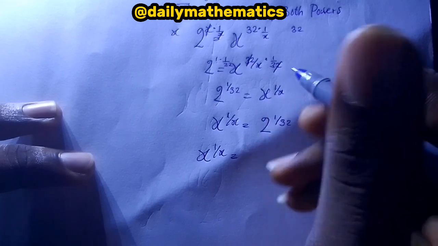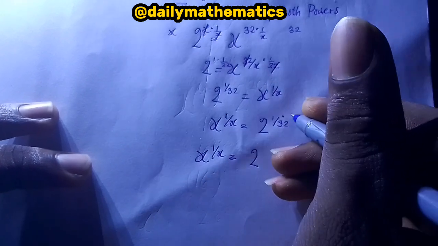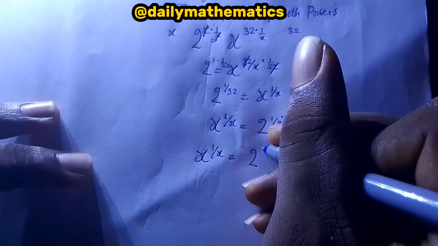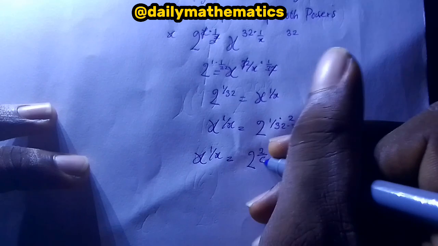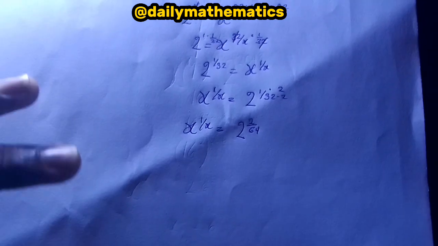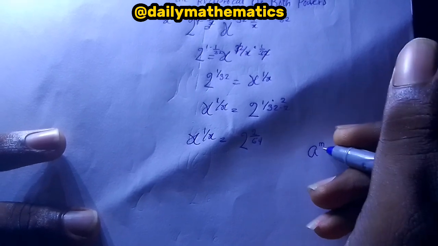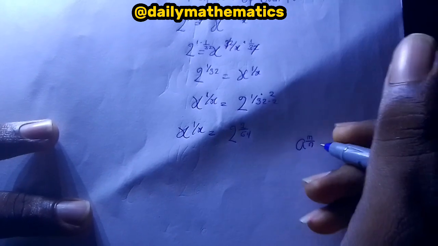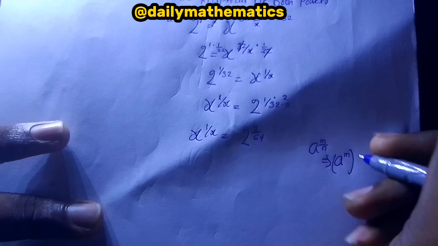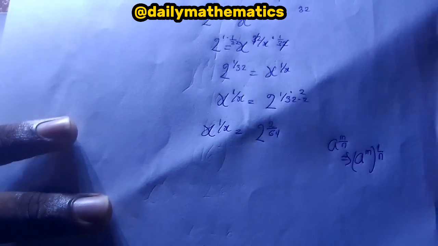We're going to find the equivalent fraction of the powers. So we have 2 raised to the power of 1 over 32. If we multiply by 2 both at the numerator and the denominator, we have 2 over 64. That's 2 raised to the power of 2 over 64, right? And you remember the law where we have a raised to the power of m over n. It becomes a raised to the power of m, raised to the power of 1 over n, right? Yes, that's what it becomes.